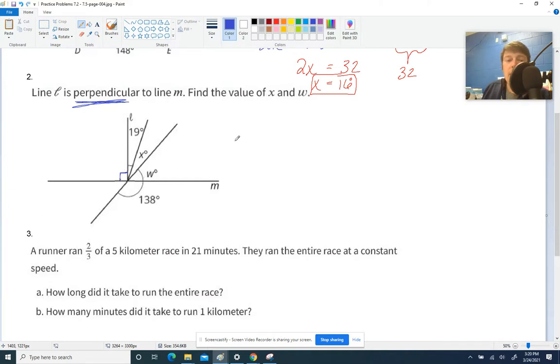So that is leaning me toward a complementary relationship because I know that everything in this corner that I'm highlighting in blue over here is complementary. So it all adds up to 90. So I can write an equation for it. And the equation would be, okay, every angle inside, 19 plus x plus w equals 90 degrees. I know that that is true.